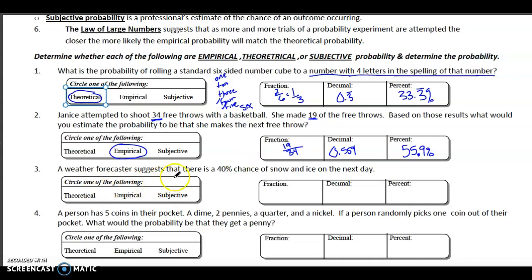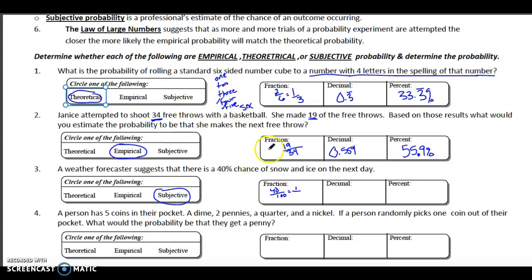A weather forecaster suggests there's a 40% chance of snow and ice on the next day. Well, that's a subjective assumption based upon, I'm sure, some probability model. As a fraction, 40% would be what? I guess 40 out of 100, which we could also simplify to what?